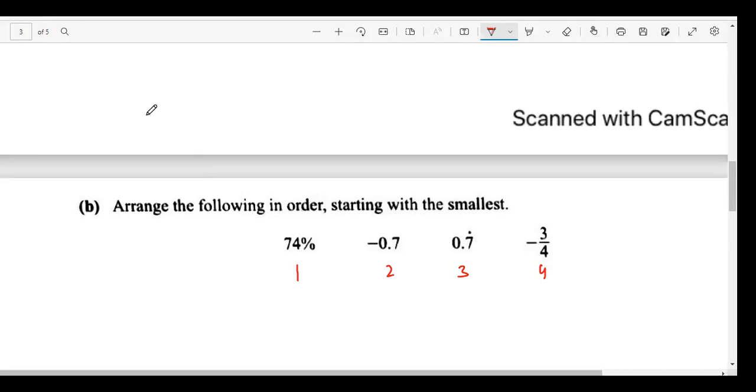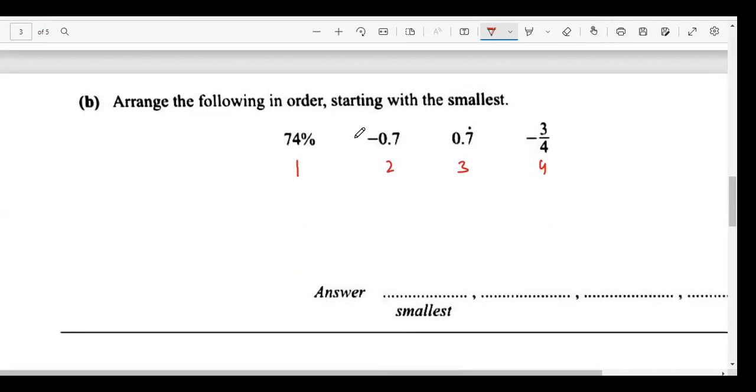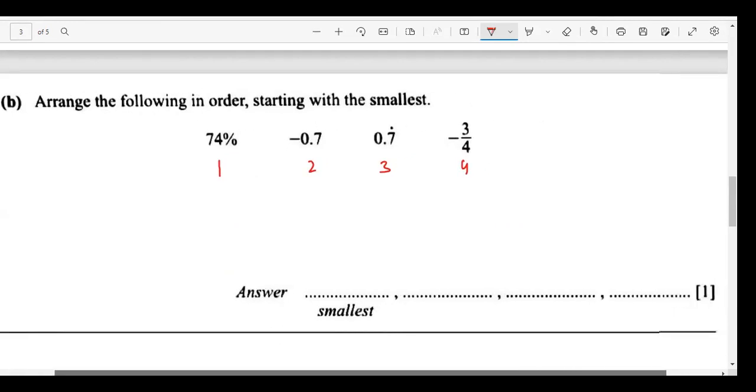Yes, Muis, it says starting with the smallest. Okay, so it means we will be going from the smallest to the biggest. Very well done, Taha. All right, and what about the other students? Please try doing it quickly. I'm waiting.